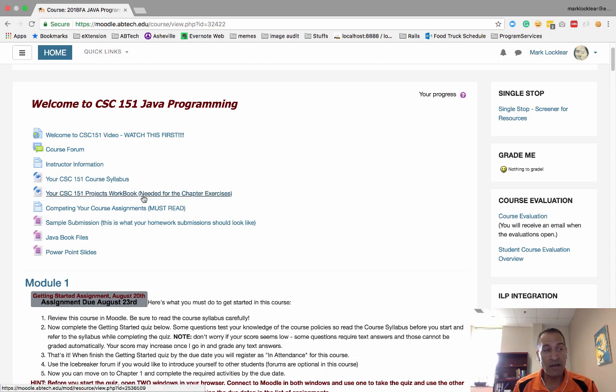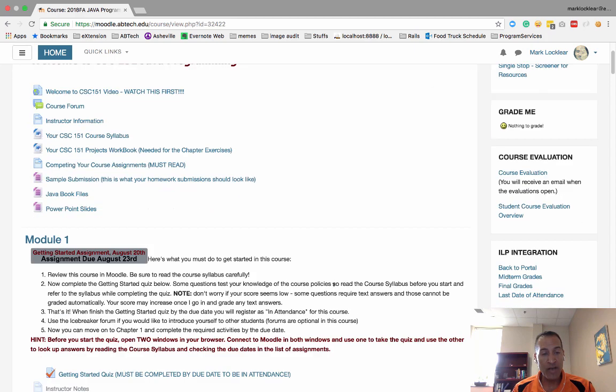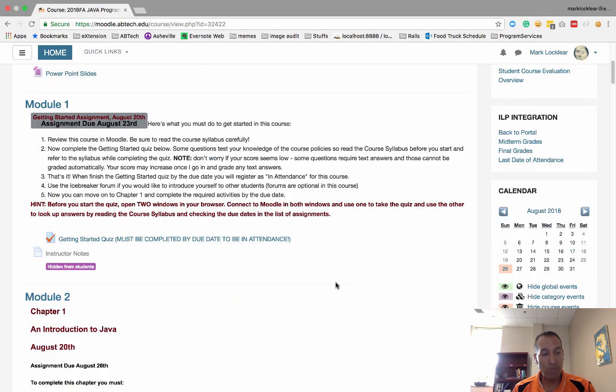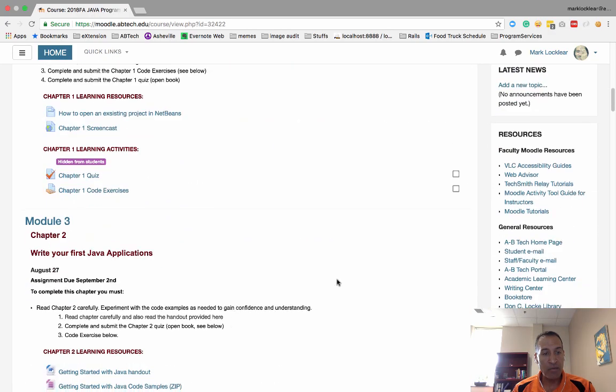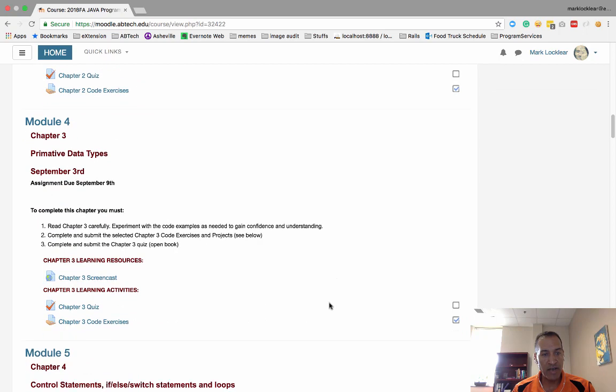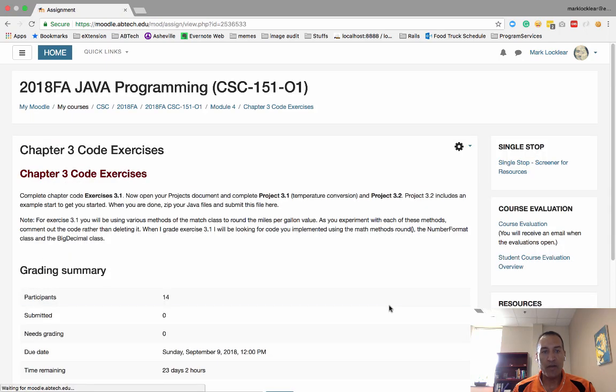Let's maybe look at chapter 3 for an example. So I'm looking at chapter 3 now. Notice it says complete chapter code exercise 3.1. The chapter code, that's going to be an exercise in the book. It says now open your projects document and complete project 3.1 and 3.2. Again, those project assignments are going to be inside this Word document up here, this projects workbook, okay?